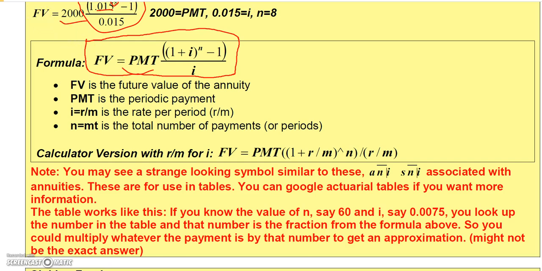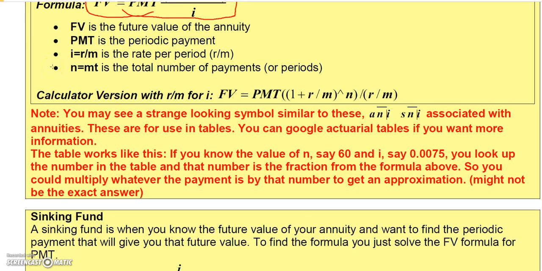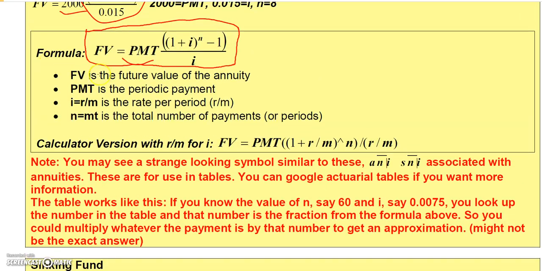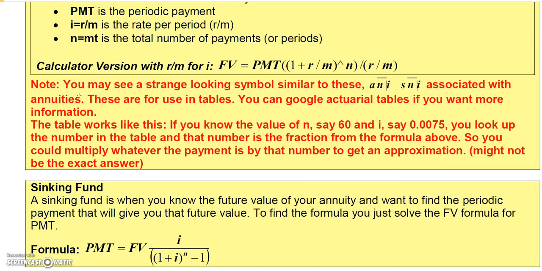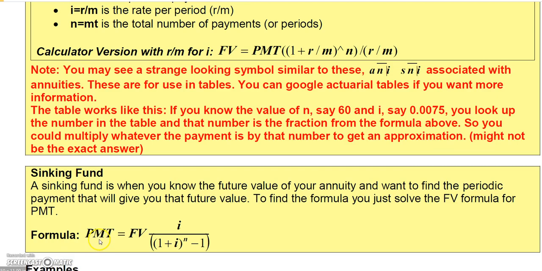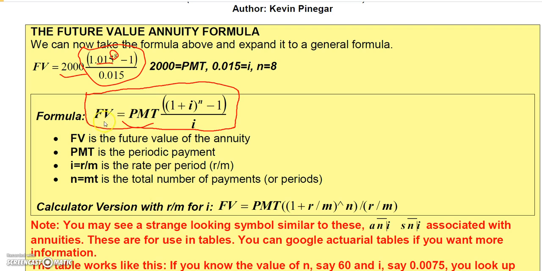So I'll show you some more examples in the next video, but real quick, let me go ahead and show you if you took this formula and solved it for payment instead of future value, you would actually get another formula which is called the sinking fund formula. So this formula would be if you knew what future value you wanted, like let's say you knew you wanted to have $1 million at retirement and you wanted to know what monthly payment would get you $1 million, then you could use this formula. Whereas this formula up here will tell me, if I know what my monthly payment is, what the future value would be after a certain time period.